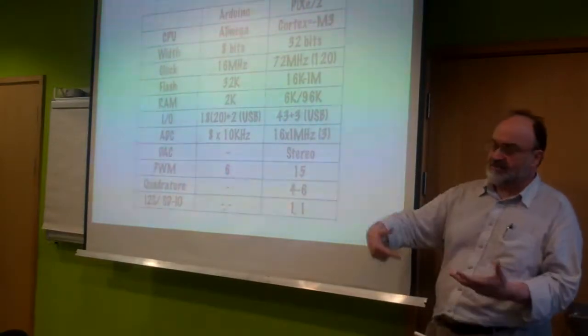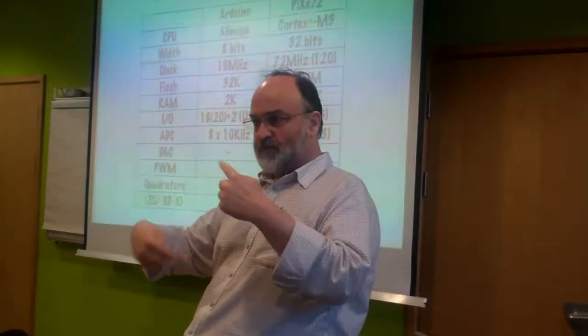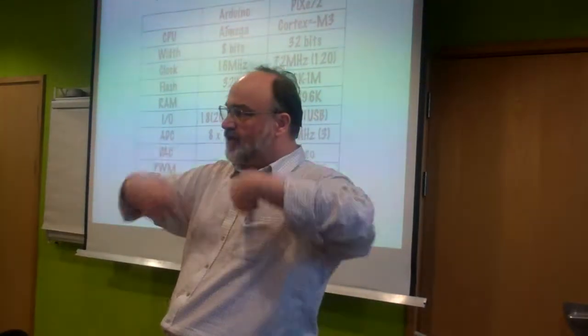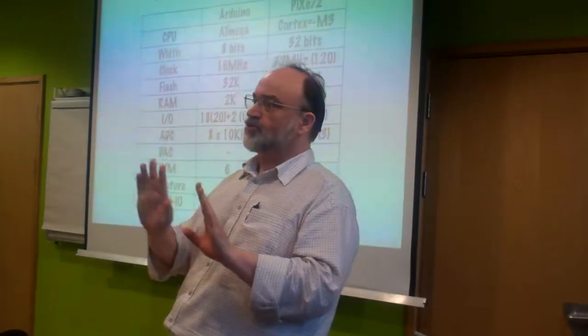One of the things that's very important to us robotic types is we like to try and get feedback from the wheels so that we know how far they've gone. And in order to do that, you normally have a thing called a quadrature signal.